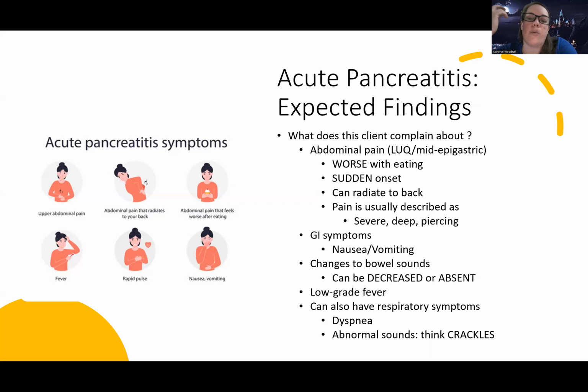The pain is going to also be sudden. It can radiate to the back, and usually they describe it as a severe, deep, or piercing pain. They also commonly have nausea and vomiting as a symptom. Their bowel sounds can be decreased or absent because of the inflammatory process. They can have a low-grade fever. And we also want to look for respiratory symptoms like shortness of breath or dyspnea, and then any sort of abnormal lung sounds like crackles.